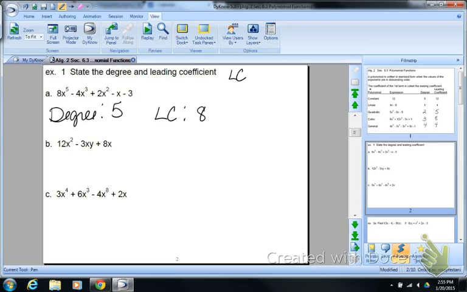Look at example B. Because we have two variables, it is not a polynomial in one variable.